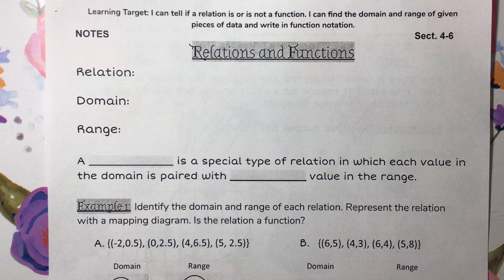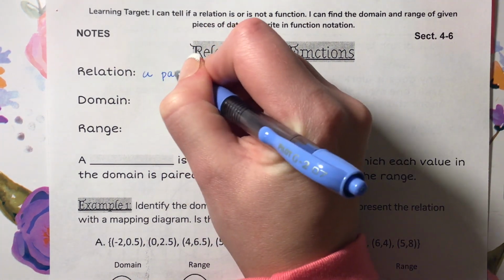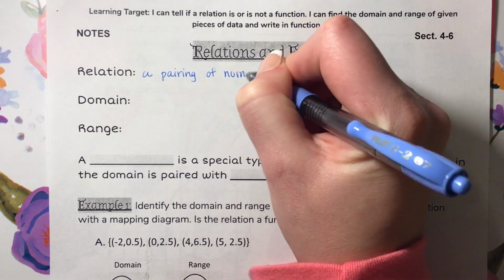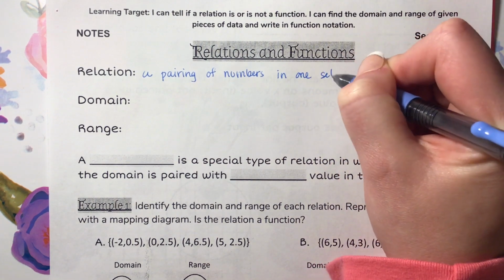So, the first thing that we have is a little bit of vocabulary. What is a relation in math terms, at least? A relation is a pairing of numbers in one set.